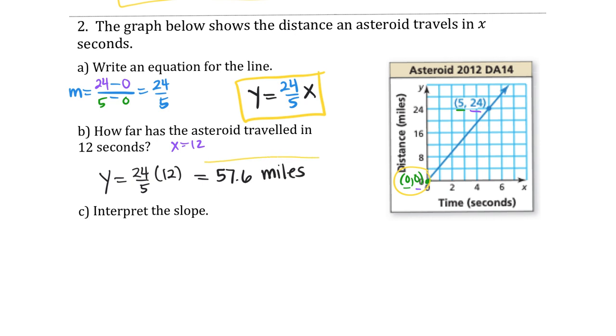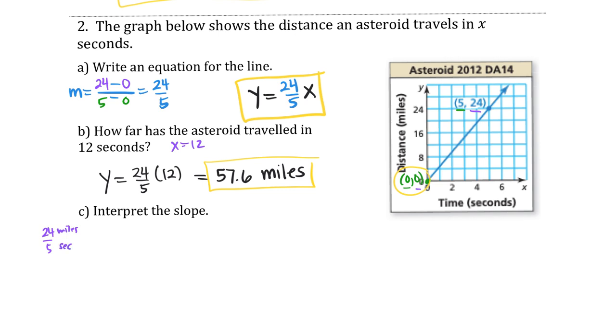Okay, interpret the slope. First let me see what the slope is. This is like my scratch. My slope is 24/5. The units are y units over x units, because it's rise over run. The y units are miles per second. So my answer should say something about 24 over 5 miles per second.